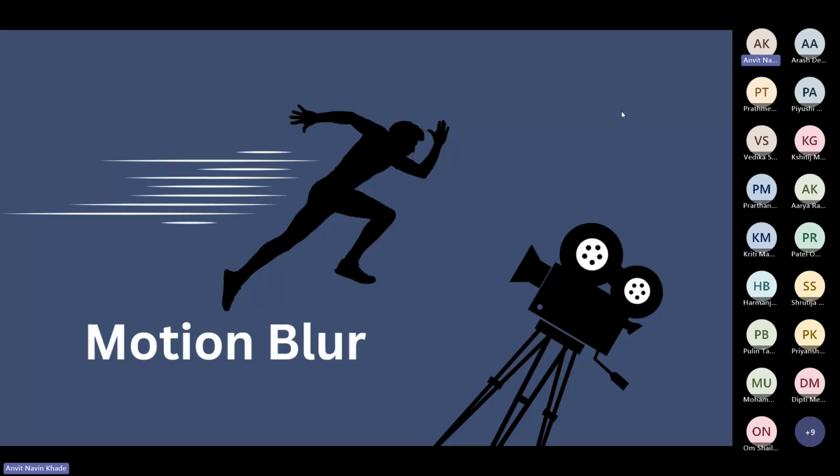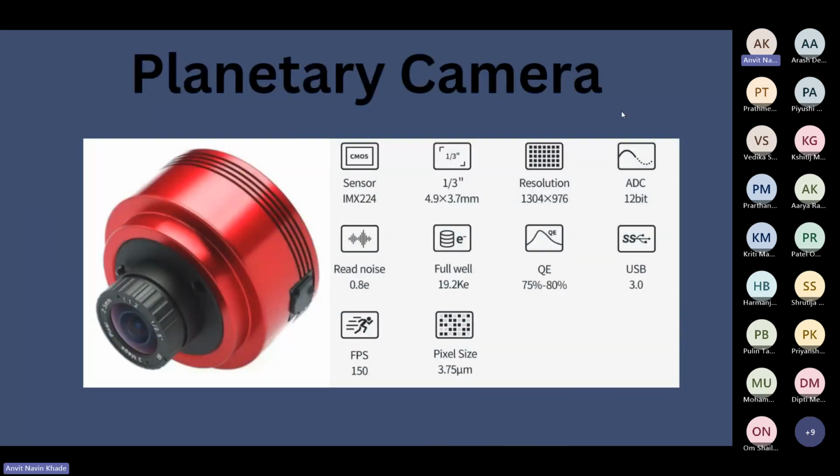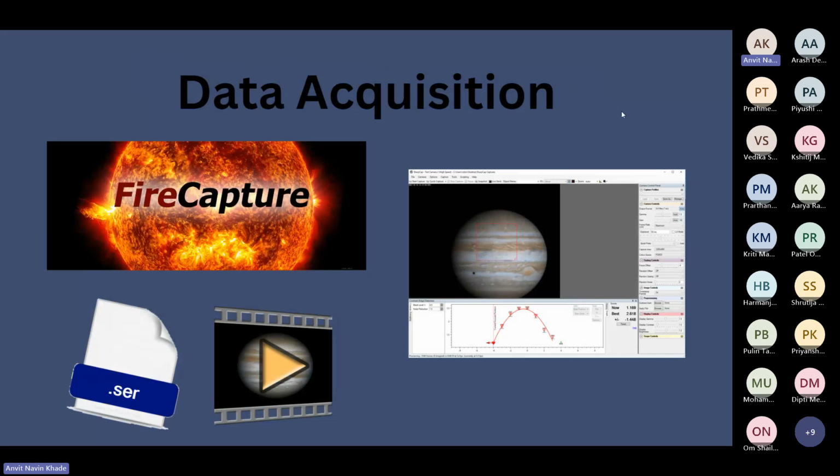So how do we do this? We can do this by using a high frame rate video capture. In Kritika inventory, we have a planetary camera, ASI 224 MC Pro, capable of taking high quality videos at 150 frames per second. Using software like FireCapture or SharpCap, we are able to capture thousands of frames in the form of a video. Now we want these frames to be of the highest quality.